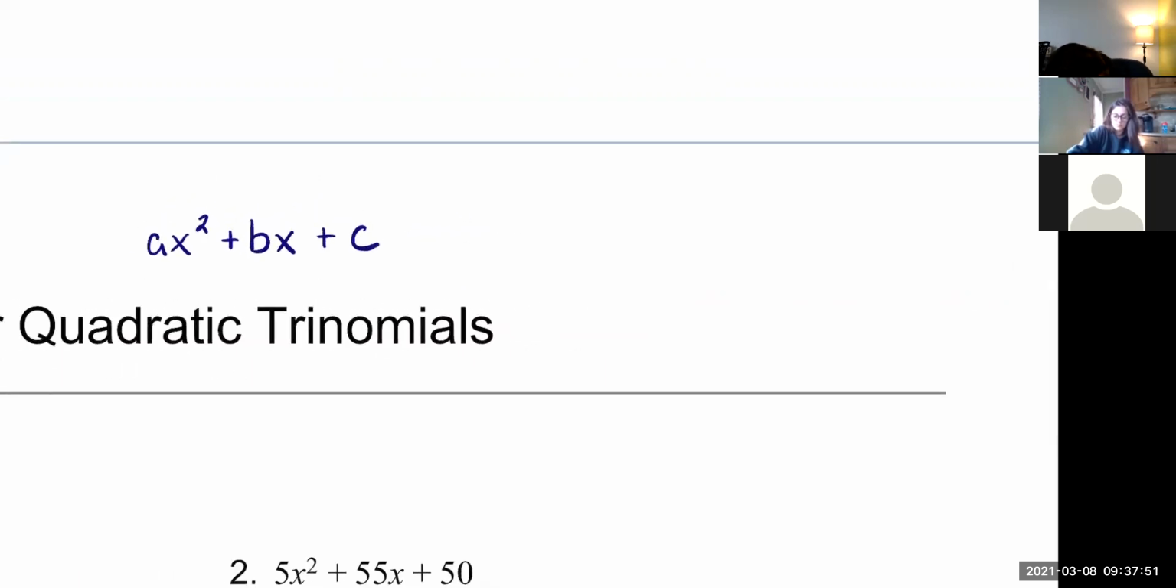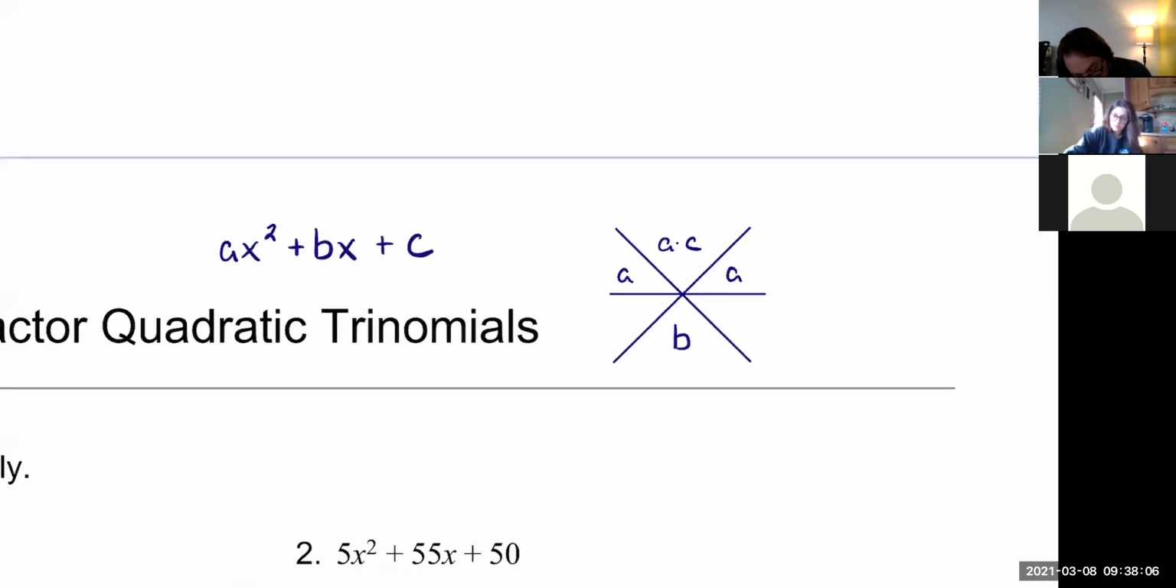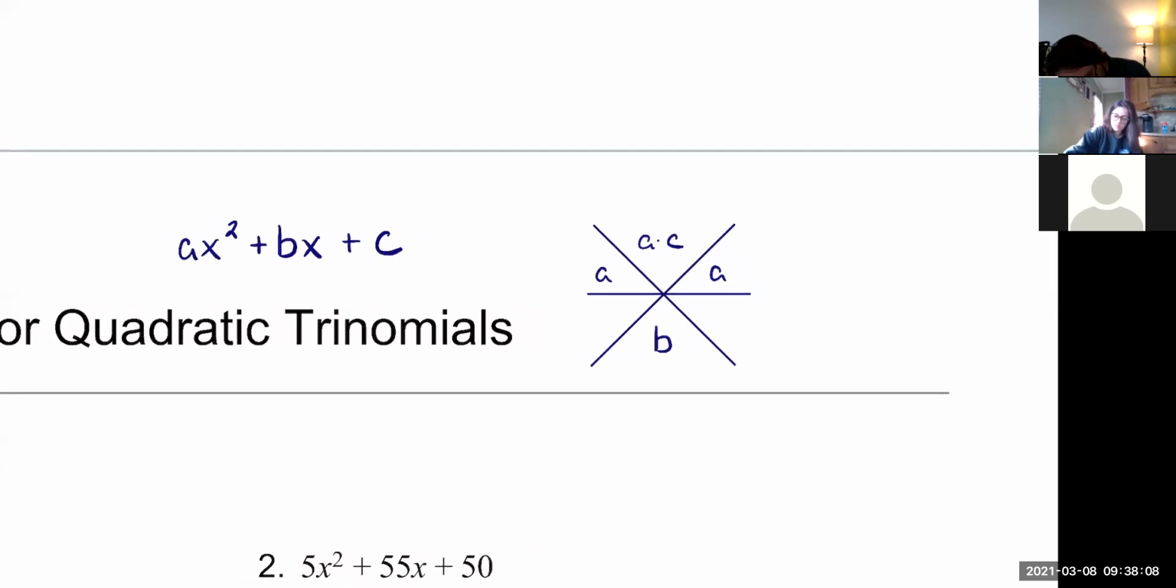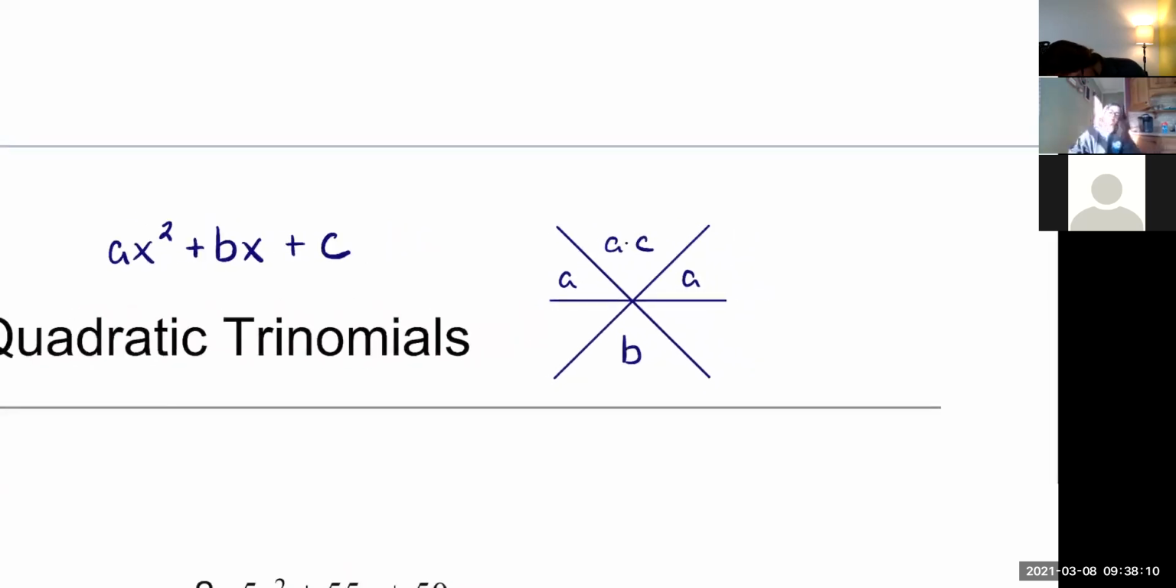And from that, using the asterisk method, which looks like this, we should be able to factor it into two separate binomials. I should notate this real quick.